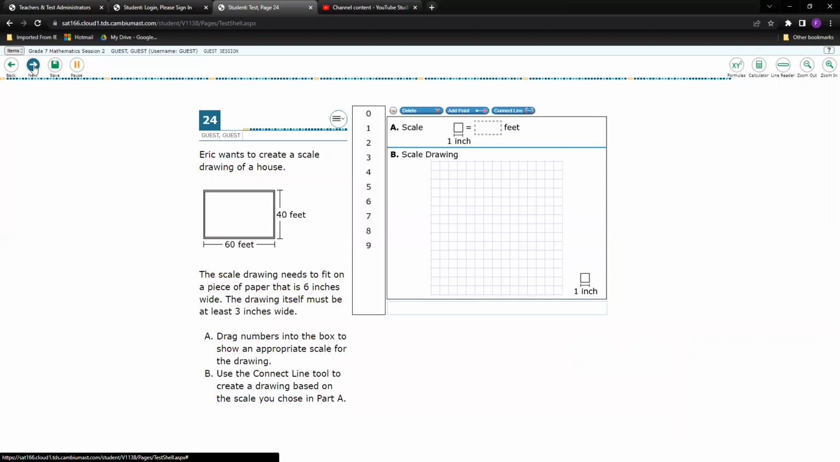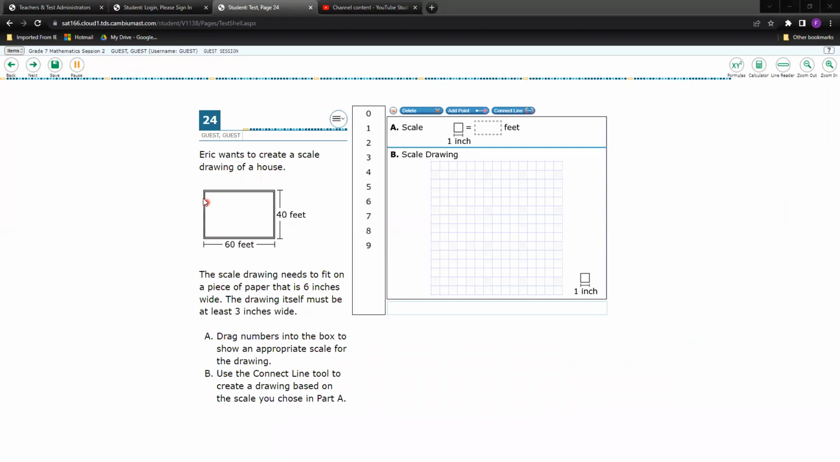Okay, so what's going on here? Eric wants to create a scale drawing of a house, and we can clearly see a rectangle that is 60 feet by 40 feet. The scale drawing needs to fit on a piece of paper that is 6 inches wide, but it has to be at least 3 inches wide. So each one of these is 1 inch. So we need it to be at least 3, but 3 is enough. So what happens if I add a point here? Like I said, if I add a point, not if I delete a point, and I make it 3, that's the minimum it has to be.